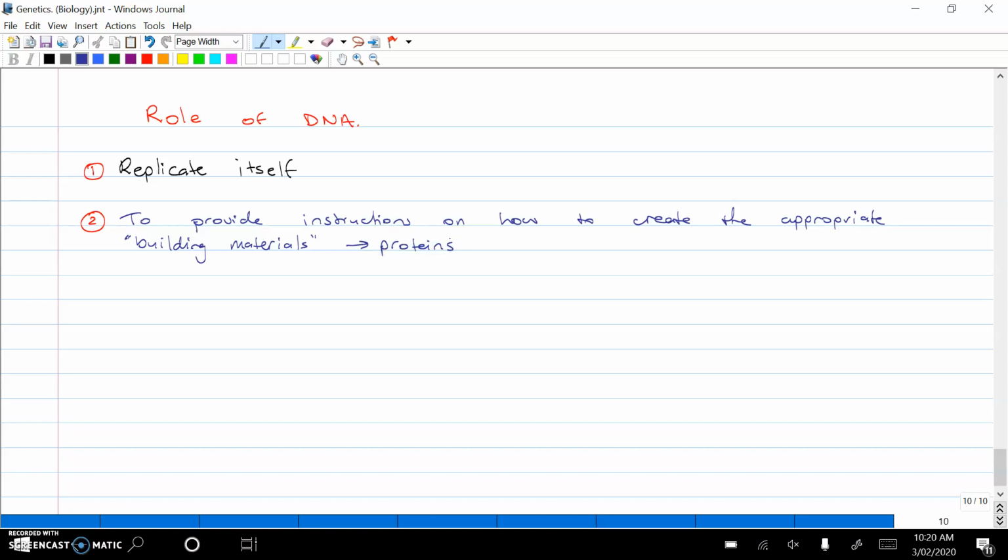Okay, so DNA essentially has two roles. The first role is to replicate itself, and the second one is it provides the instructions on how to create all the different proteins in our body. And proteins, of which there are many, many different types, are essentially the building materials of an organism. Sort of think of them as like the bricks and the mortar and the timber that goes into building an organism. Okay. Let's have a look at this first role, which is to replicate.